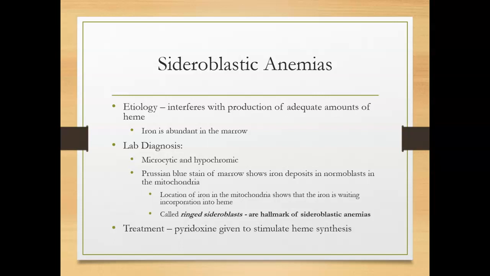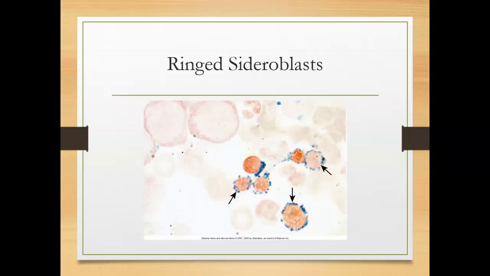This one's a little bit different with treatment. We don't give these people a bunch of iron. We give them pyridoxine, and that helps stimulate the iron synthesis. Here's a picture of some ringed sideroblasts. You can see the iron around the cells.